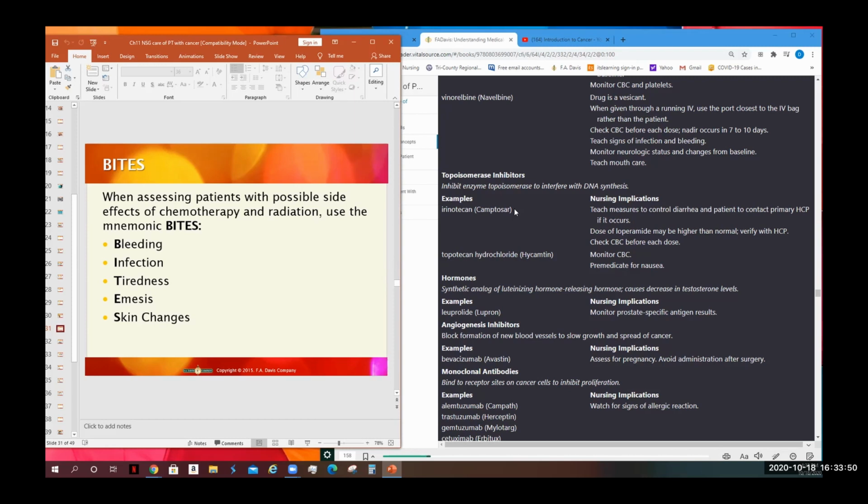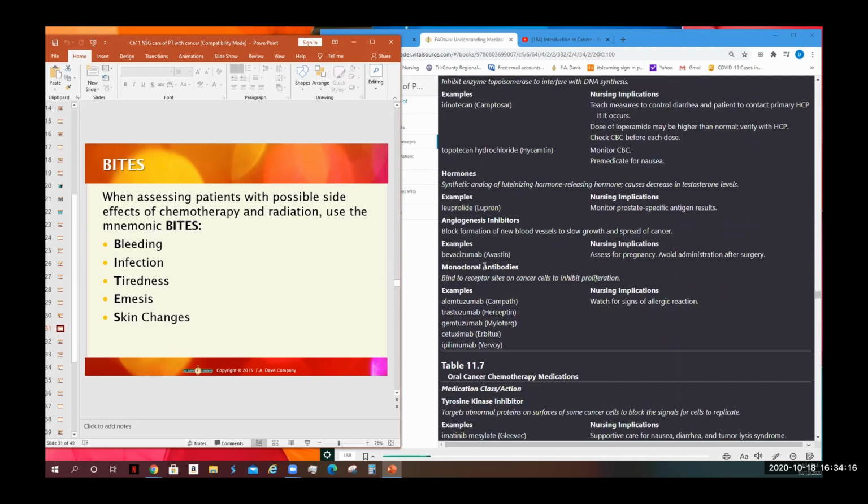And then there are angiogenesis inhibitors, which block formation of new blood vessels to slow the growth and the spread of the cancer. Examples would be bevacizumab, also called Avastin. You'll want to assess for pregnancy and avoid administration after surgery.